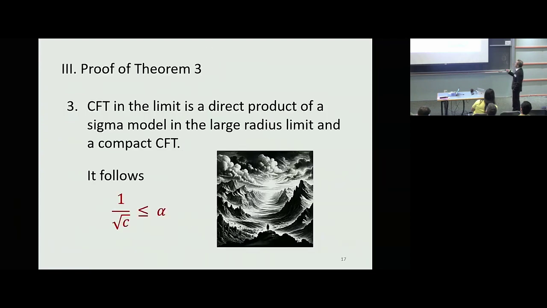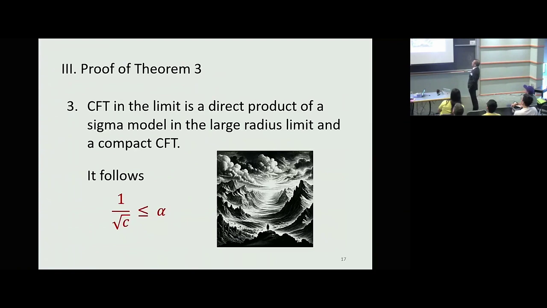Okay. So now I go on to the derivation of the third theorem, which says that the CFT in this infinite distance limit is a direct product of a sigma model at large radius and a compact conformal field theory. And from this, it follows that alpha is now bounded below by 1 over square root of C.